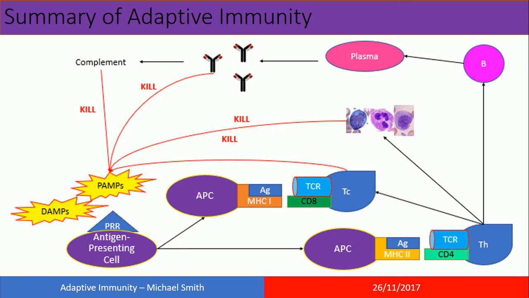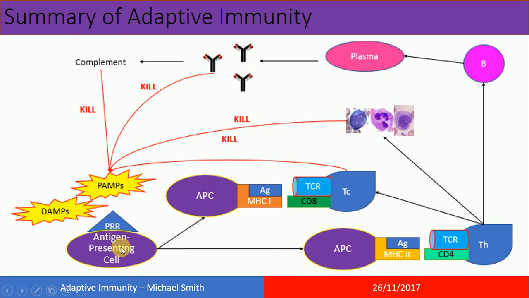So this is just a summary of how the adaptive immune system works. We again have our PAMPs and our DAMPs present, or just generally our pathogen, and our antigen presenting cell will attack the pathogen and present the antigen on its surface. Now, when it presents it on its MHC class 1 receptor, then it will be recognized by a cytotoxic T cell using its CD8 receptor, and this will then break down the pathogen.